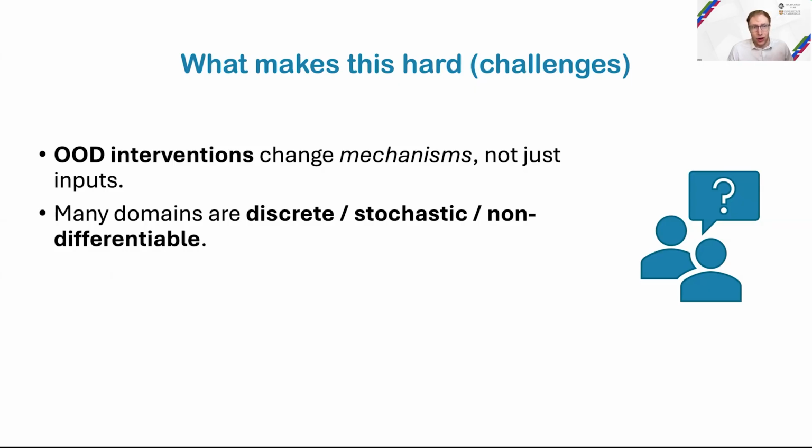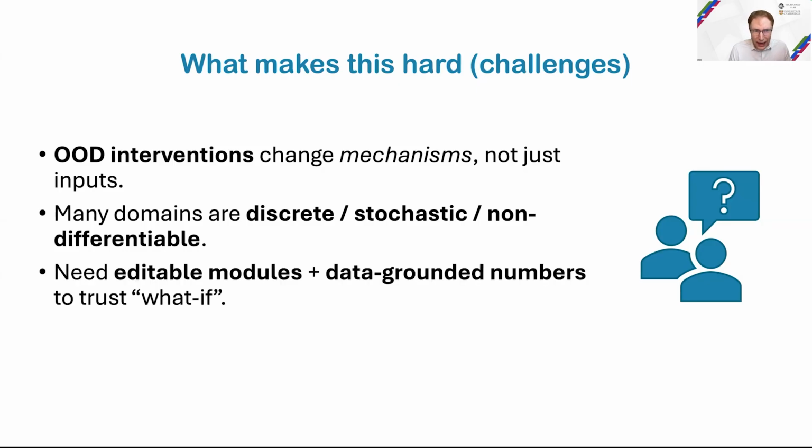And many domains are really difficult to simulate because they might be discrete, stochastic, and mainly non-differentiable. So if we have a non-differentiable simulator, how do we fit it to data that we observe? Because normally, standard machine learning methods create a loss function and then minimize it with some sort of differentiable loss. And we'll go into how we do that. We really need editable modules plus data-grounded numbers to trust what-if analyses.